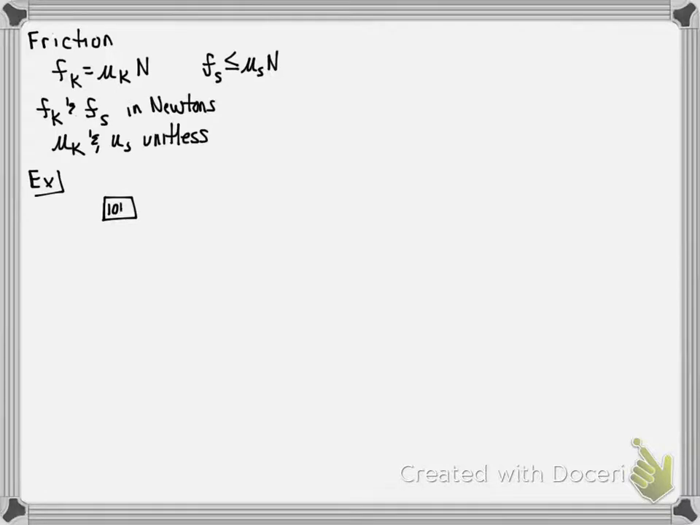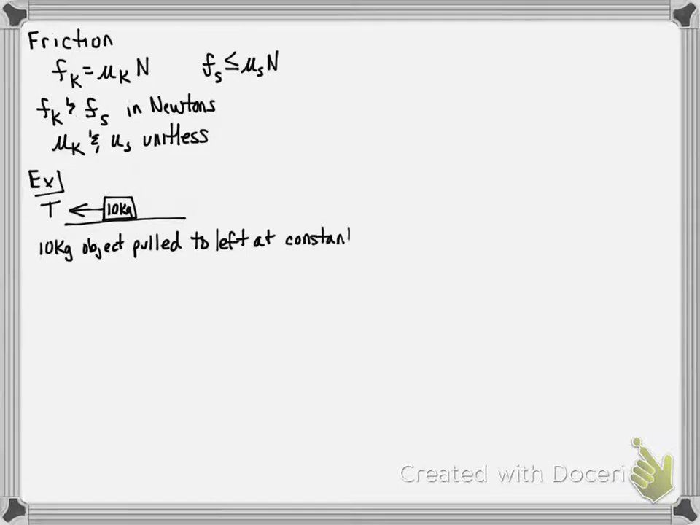So let's try an example here. We have a 10 kilogram box. It is getting pulled by a rope to the left, and it is getting pulled to the left at a constant speed of 2.5 meters per second.